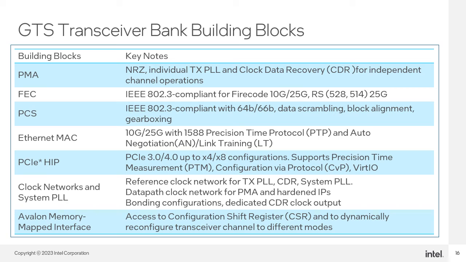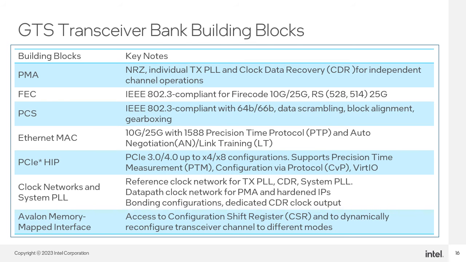For the clock side, as usual, we have the reference clock network that supports the reference clock for the TX PLL, CDR, system PLL, and the data path. Basically, it helps to provide the clocks for the PMA and the hardened IPs in passing over the data to the core. Bonding configuration is also supported, and on top of it, we have the dedicated CDR clock output. It is used if you need to route the recovered clock from the CDR directly to a pin. The access to the Configuration Shift Register CSR and dynamic reconfiguration of transceiver channel is supported via the Avalon Memory Mapped interface.